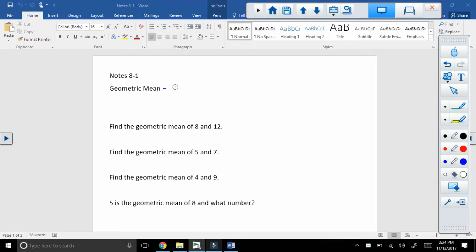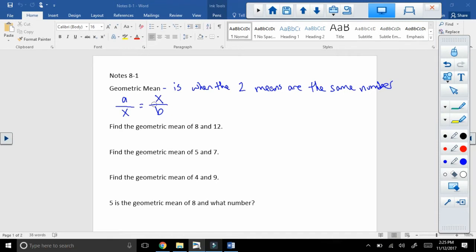The geometric mean is when the two means in a proportion are the same number. If you remember from last chapter where we had a proportion and we talked about how these two numbers in these two spots were the means and the other two numbers were the extremes. For the geometric mean, those two numbers are going to be exactly the same. So when we're solving geometric mean problems, we're going to have the same number in both of those spots.